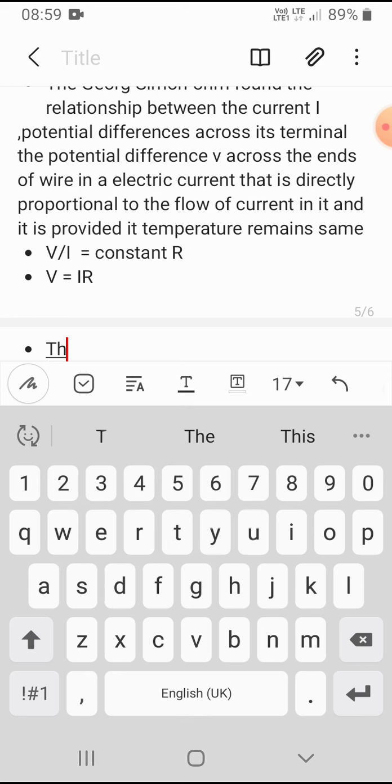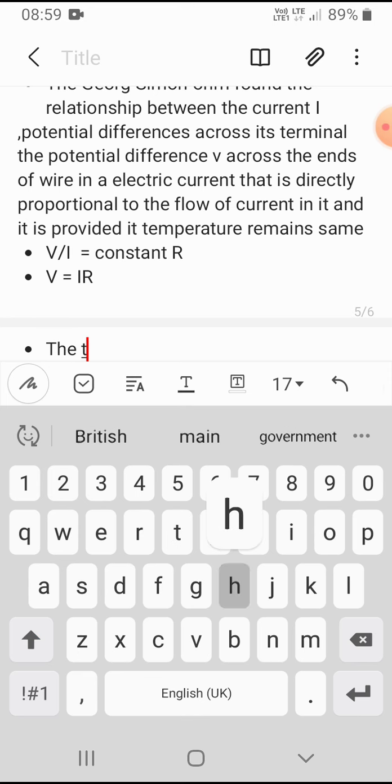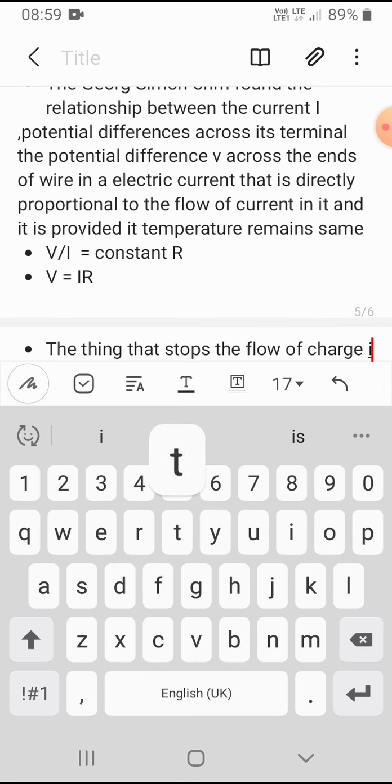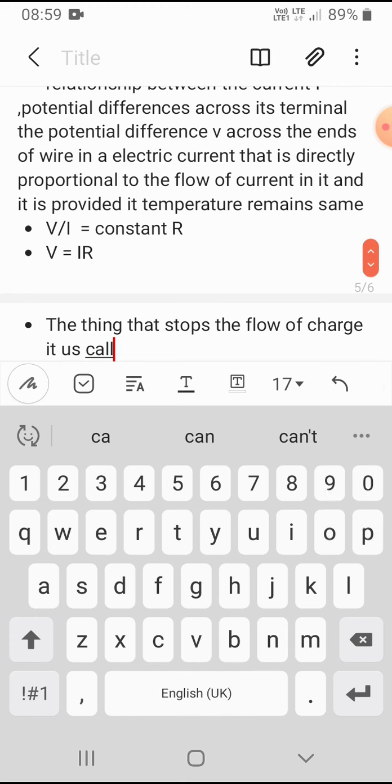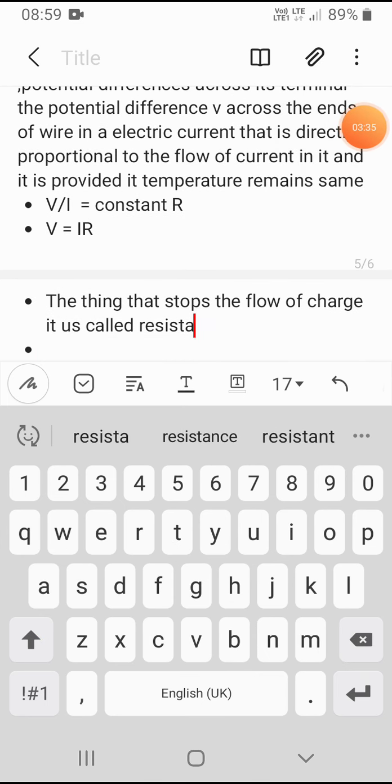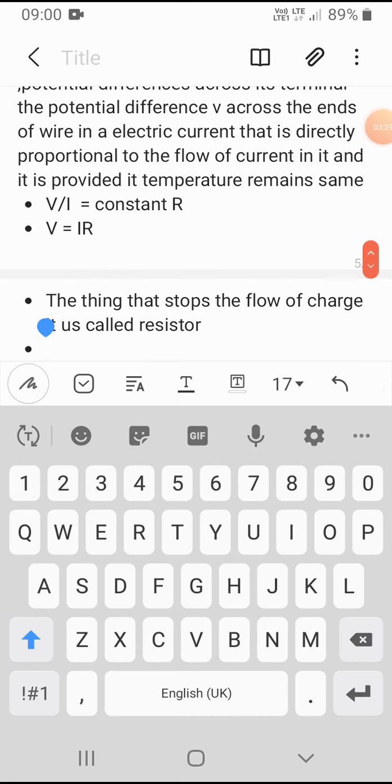So the thing that stops the flow of charge, the current flow of charge in a circuit, is called a resistor. And the resistance is R.